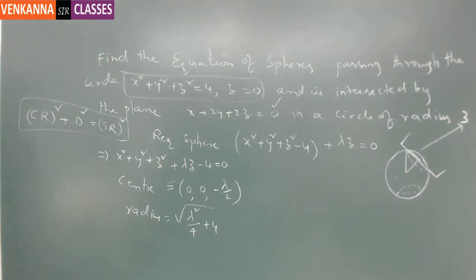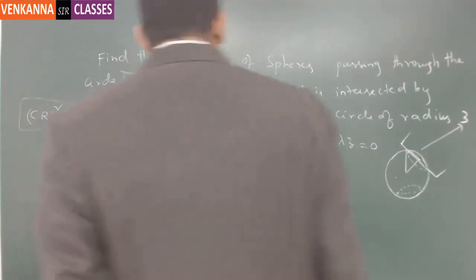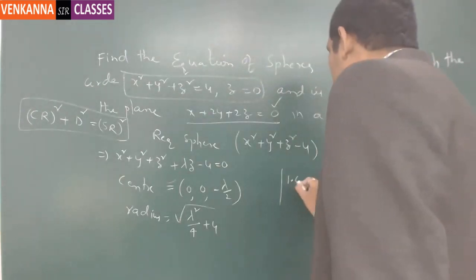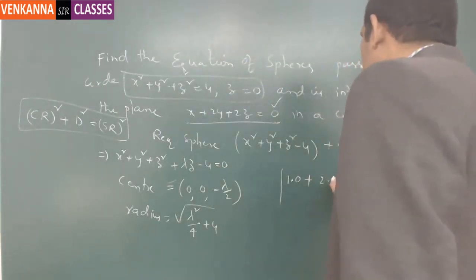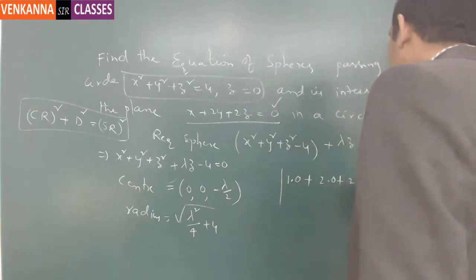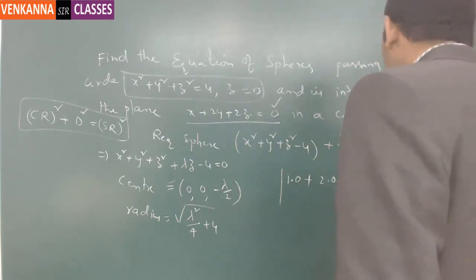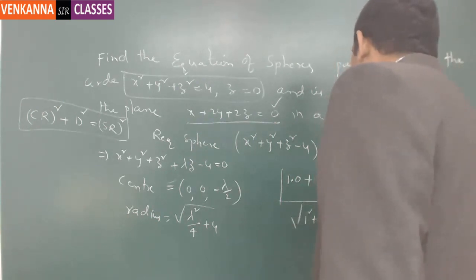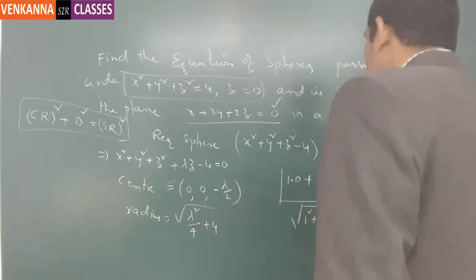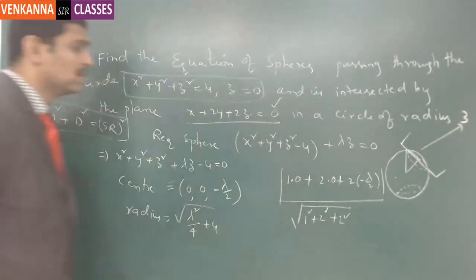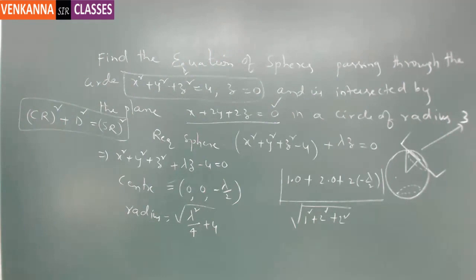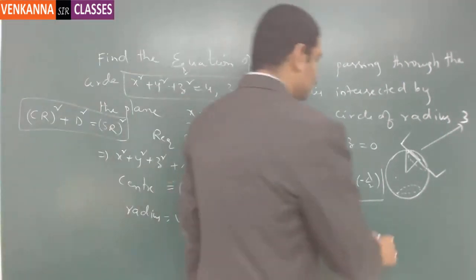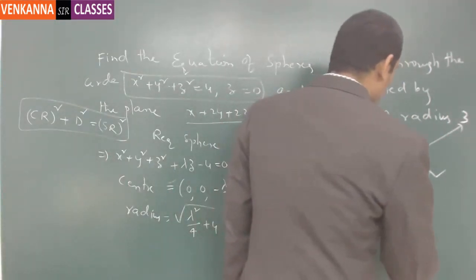Right. Then if you calculate the distance from the center of the sphere to this plane, it is nothing but 1 into 0 plus 2 into 0 plus 2 into minus lambda by 2, divided by the square root of 1 square plus 2 square plus 2 square. This is nothing but the distance. So the distance, if you simplify, is nothing but lambda by 3. So this is equal to the modulus of lambda by 3.